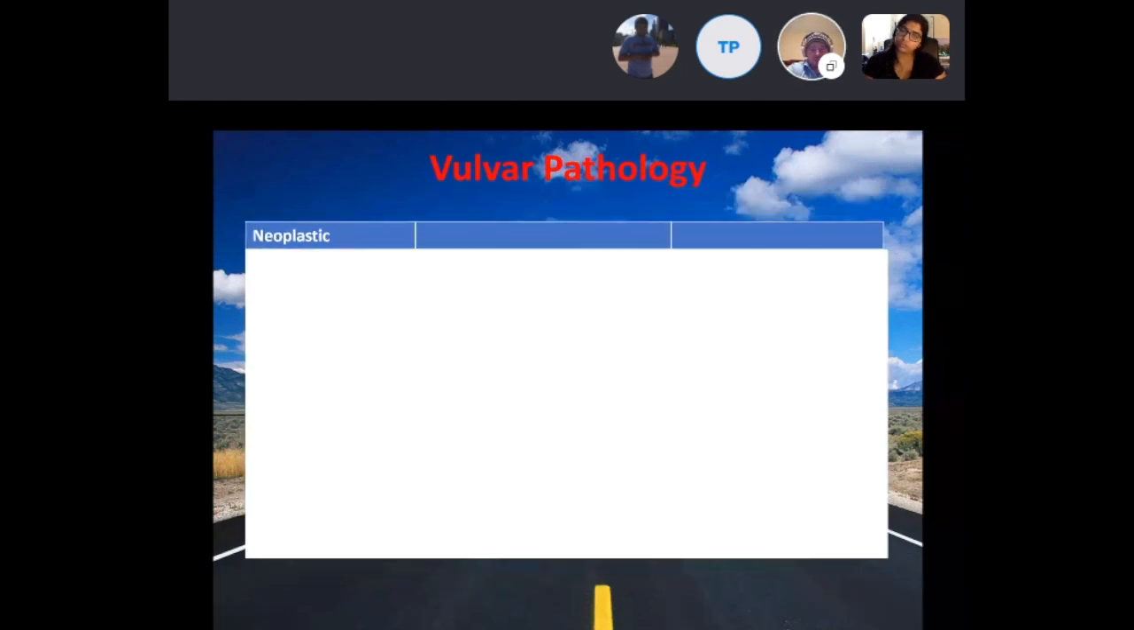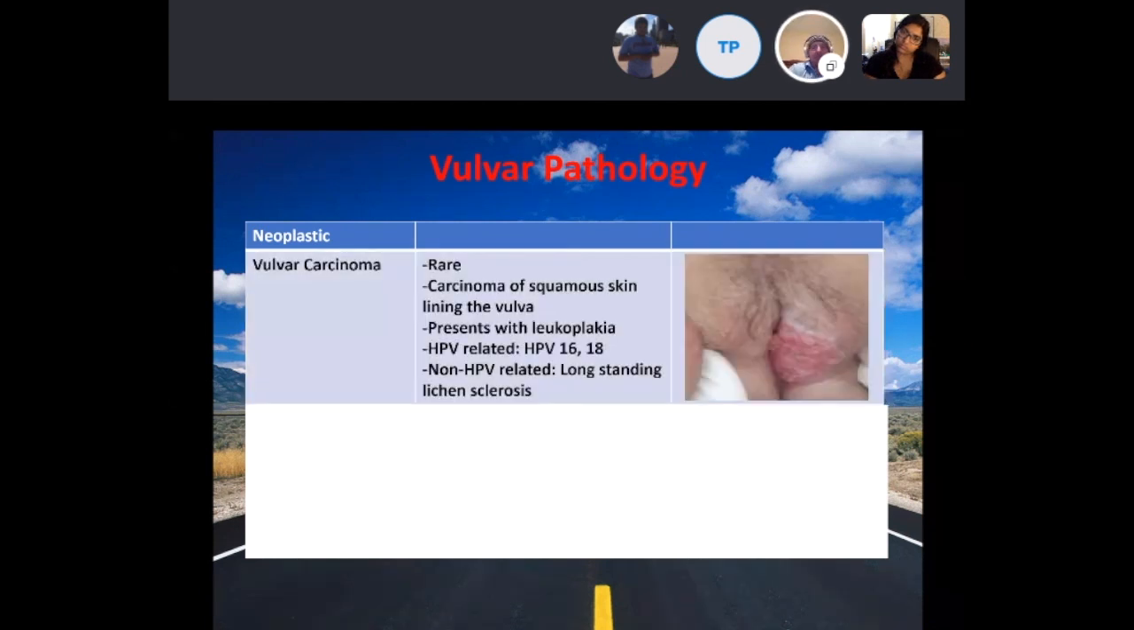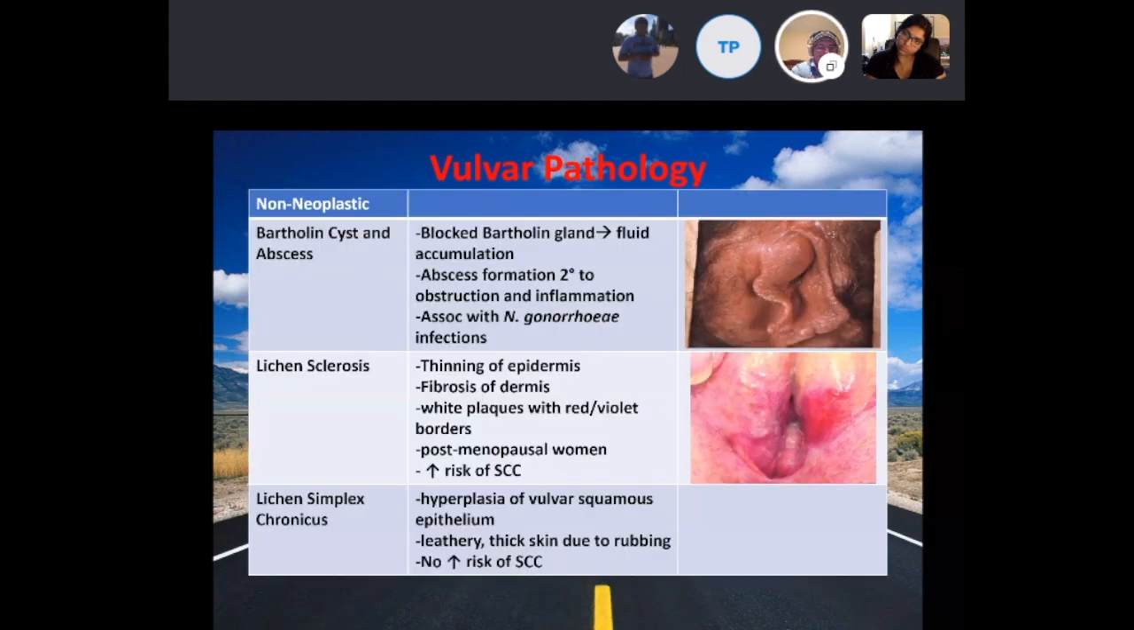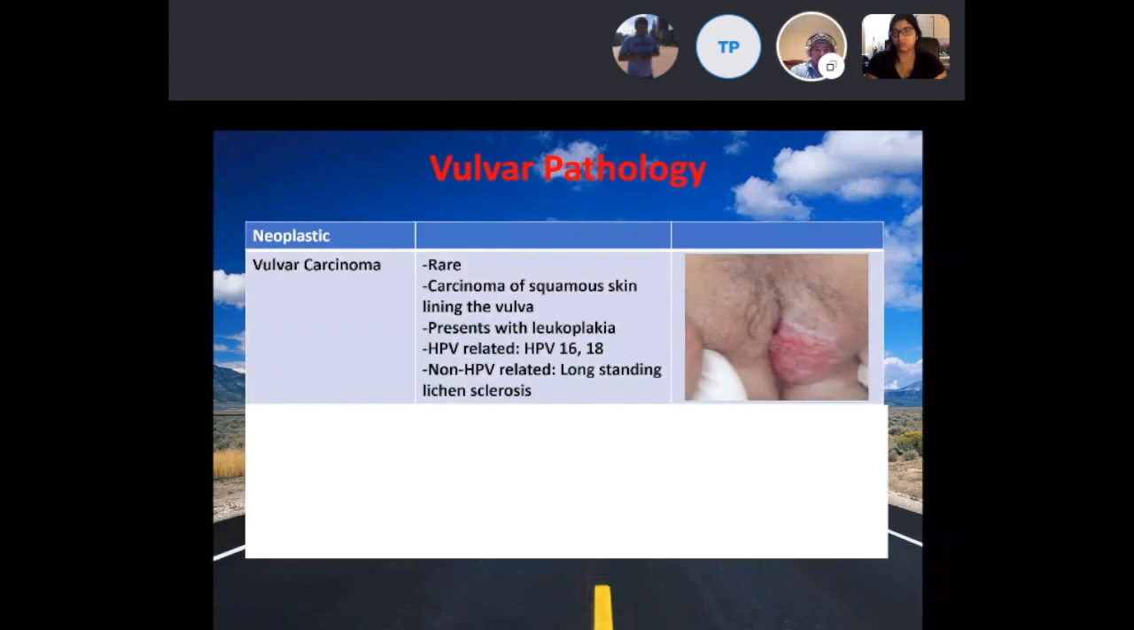So, those were the non-neoplastics, and now we're going to the neoplastic vulvar pathology. So, we've got vulvar carcinoma. It is rare, but it is carcinoma of the squamous skin. So, squamous cell carcinoma. It can present with leukoplakia, like we can see here, this thin white border. And it is related to HPV 16 and 18, and non-HPV related is from long-standing lichen sclerosus. So like we just saw, in lichen sclerosus there is an increase of squamous cell carcinoma. So that would be where this comes into play.